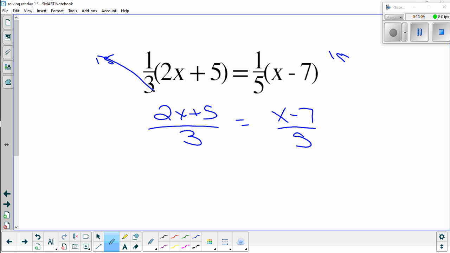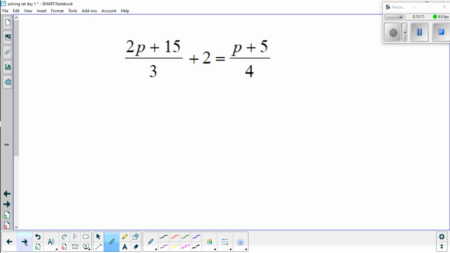I have one last little one I do want to do, and that is this. Here's what I need you to know. There are not 2 fractions in this problem. There are 3 fractions in this problem, but one of the fractions is kind of hiding. Can anyone tell me about the hiding fraction in there? Kieran, what is it? It's the 2 over 1, right?